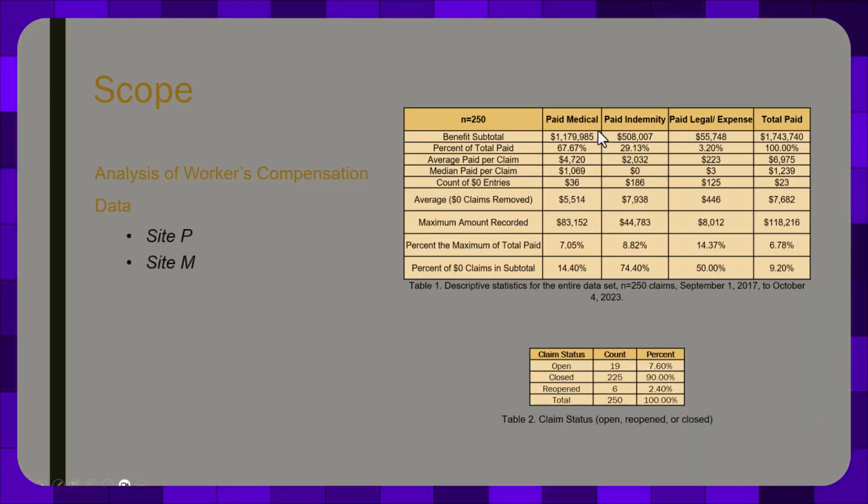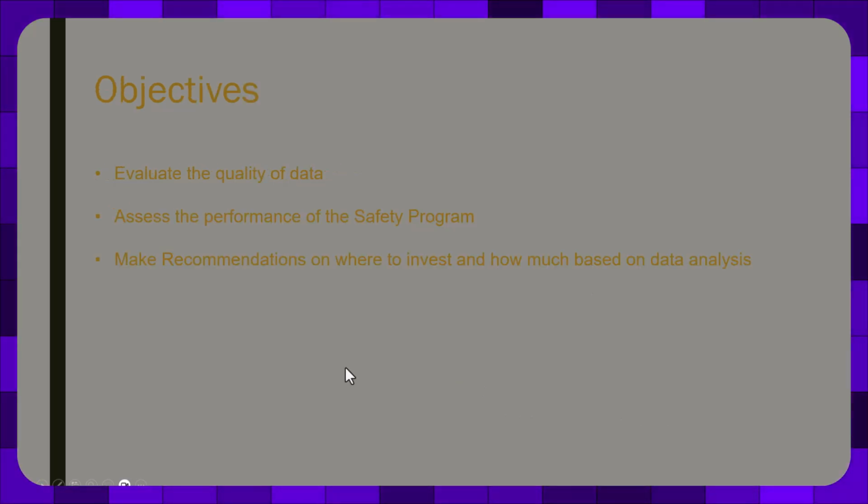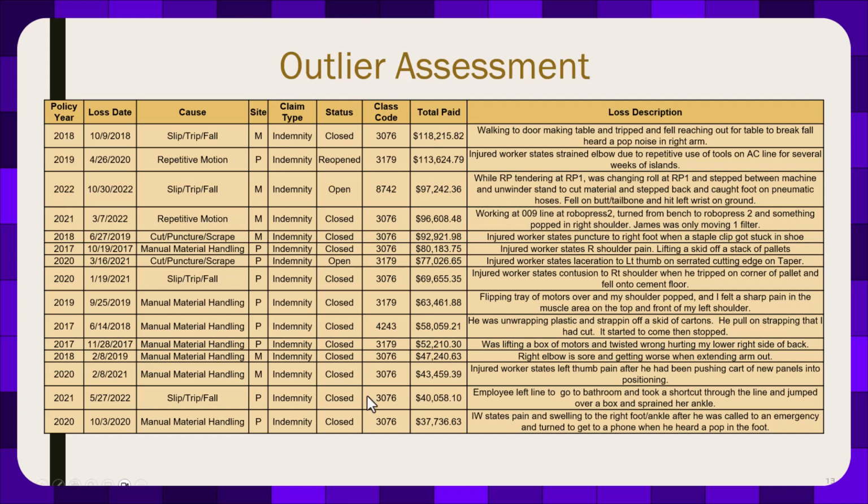So here's the intro. Here's their descriptive. We'll be creating something like this. It'd be nice if this was better looking. This could definitely be improved, but they've got a lot of the basics here. And then a breakdown of open, closed, and reopened claims. Here are the outliers that they decided to remove.